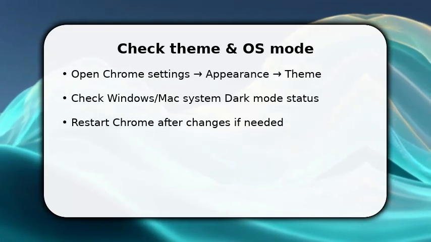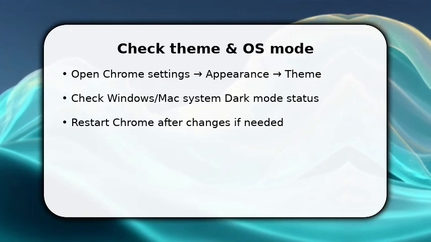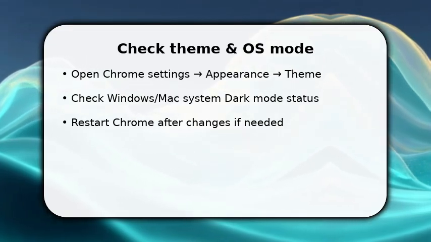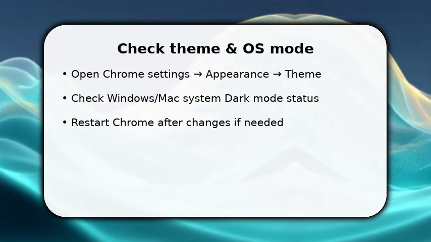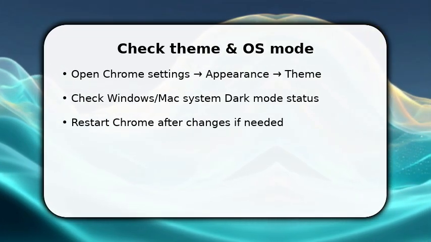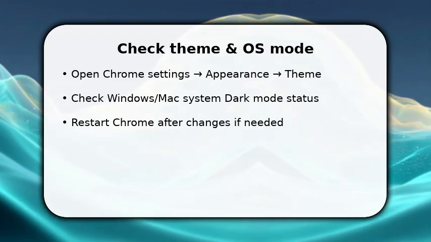Next, check your Windows or Mac OS system appearance settings because Chrome can follow System Dark mode. If you change either setting, make sure to restart Chrome so the new theme fully applies. This prevents cached UI colors from lingering.